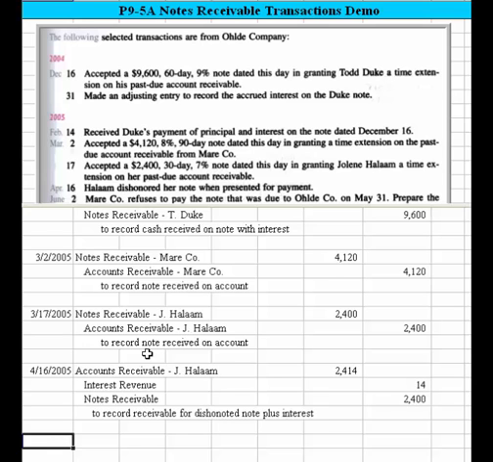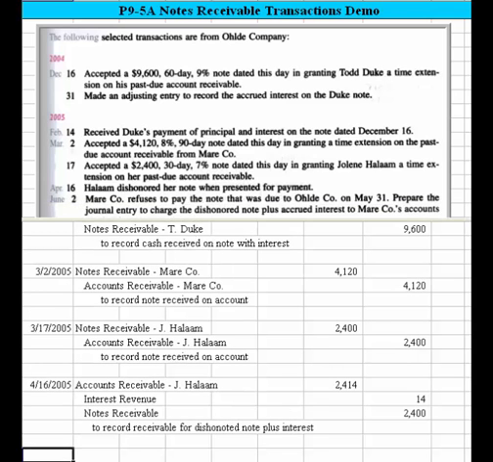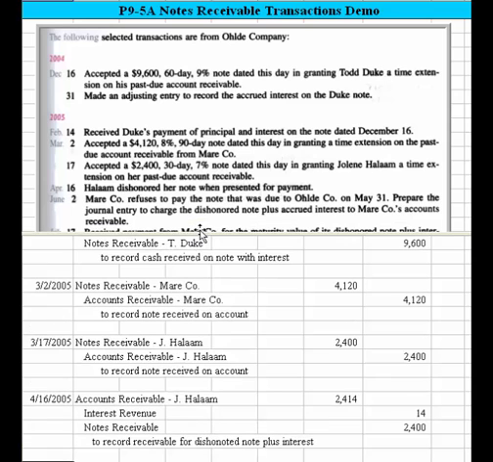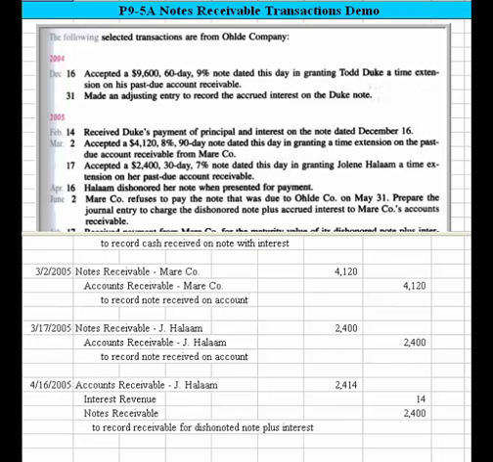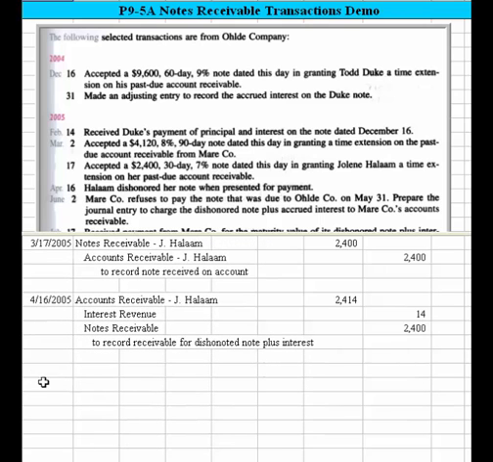June 2nd, let's slide this down, maybe we can read a little bit more. On June 2nd, Mayor Company refused to pay the note that was due the old company on May 31st. Let me slide a little bit more, and we need to prepare the journal entry to charge the dishonored note. Let's slide this up so we have some room to work.